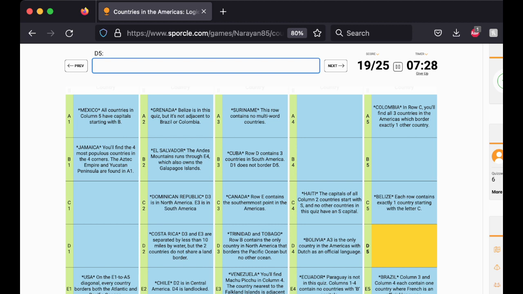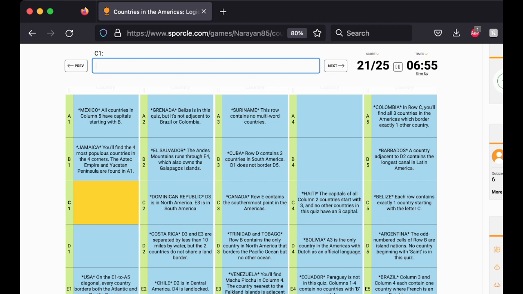Now Argentina's capital is Buenos Aires, which starts with B. So I'm going to say D5 is Argentina. The odd numbered cells of row B are island nations. Okay, so we have Jamaica, Cuba. So an island nation whose capital starts with B. Barbados' capital is Bridgetown, so I'll say Barbados for B5.